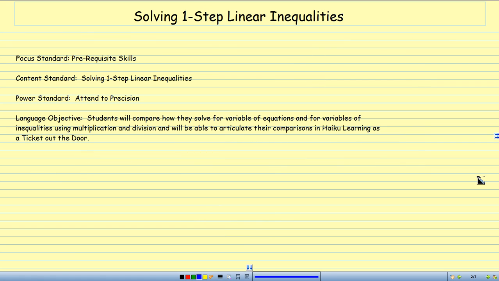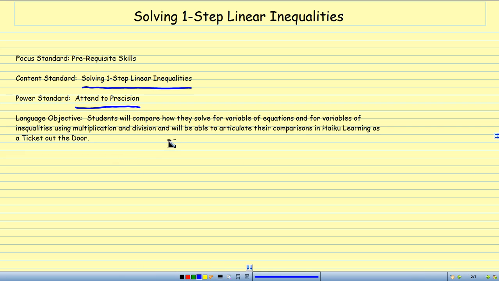So what we're doing is we're solving one-step linear inequalities now. So we're just taking it an extra level. Our focus standard, we're still doing prerequisite skills. Our content standard, we are solving one-step linear inequalities. Our power standard, what we are going to do today, is attend to precision. So we're going to make sure that our answers are correct and that we're following the right steps.